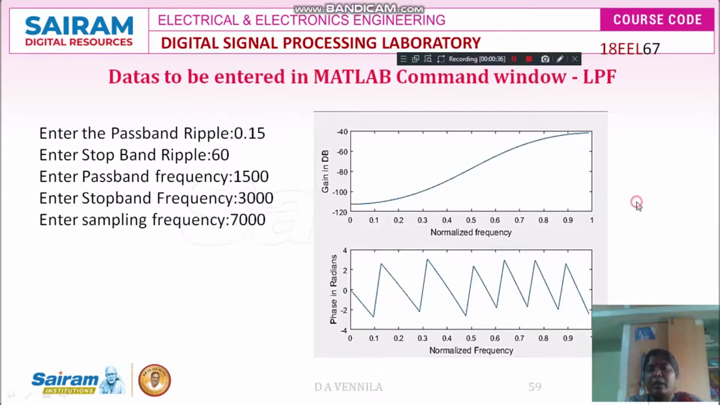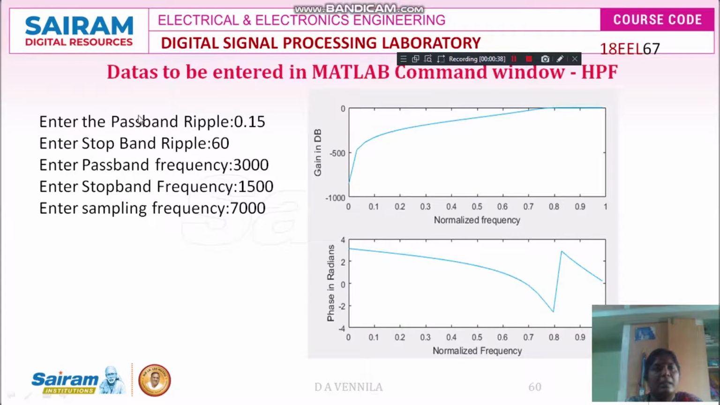Next I will show the data for the high pass filter. This is the data which I entered in the high pass filter while simulating the experiment. The pass band ripple is 0.15 and the stop band ripple is 60. The pass band frequency is 3000, the stop band frequency is 1500, and the sampling frequency is 1000. This is the magnitude response curve, and this is the phase response curve for the high pass filter.